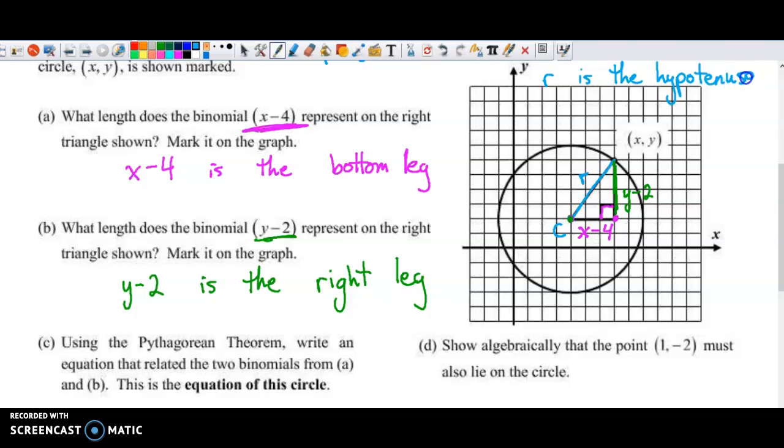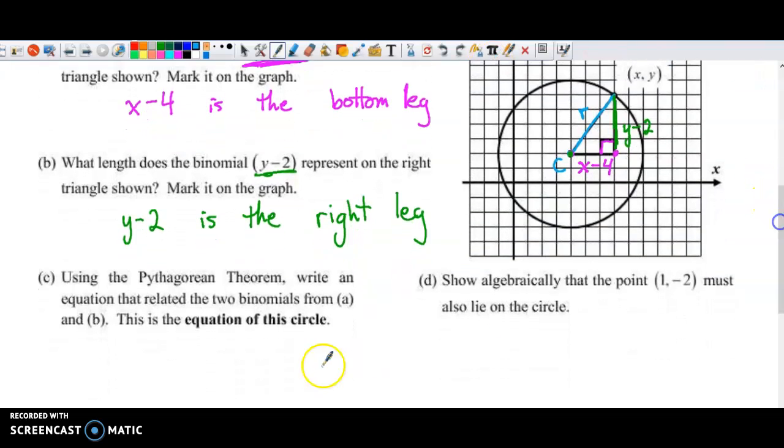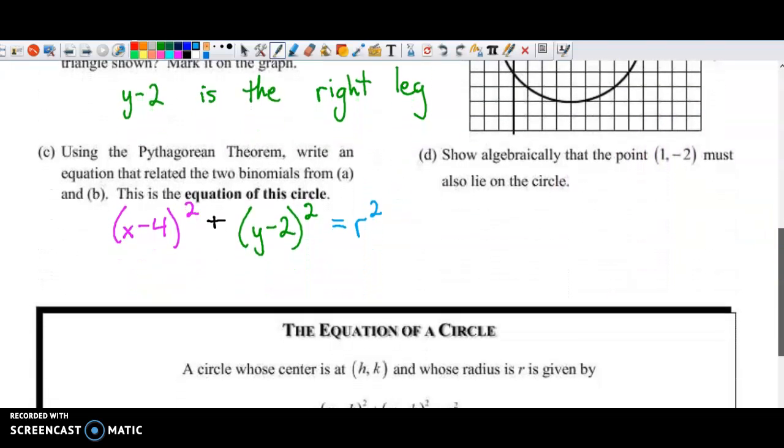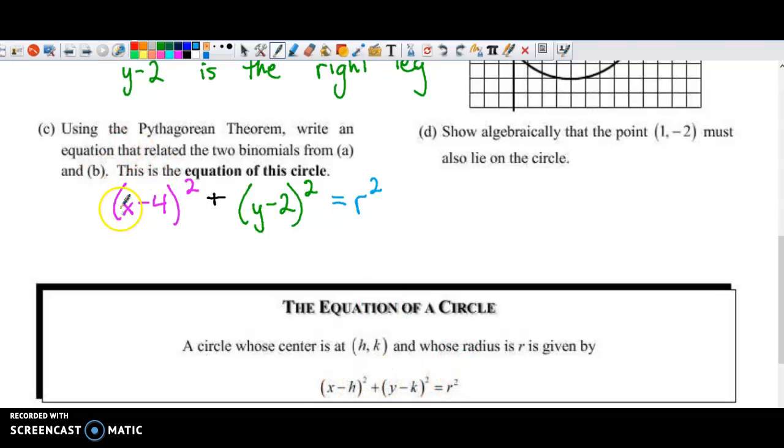in the Pythagorean theorem. So what we can do is use the Pythagorean theorem and write the equation of this circle. And if you've forgotten the Pythagorean theorem, what it is is one leg, so that would be x minus 4, squared, plus the other leg, so I'm going to do y minus 2 squared, needs to equal the hypotenuse, in this case r, squared. And the only thing is we don't typically write the problem that way.